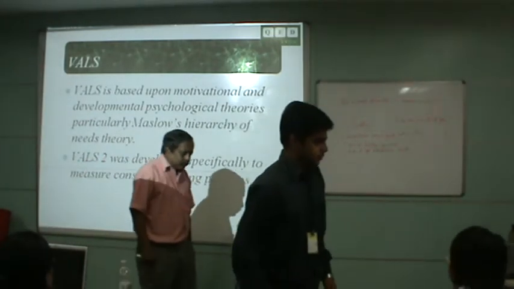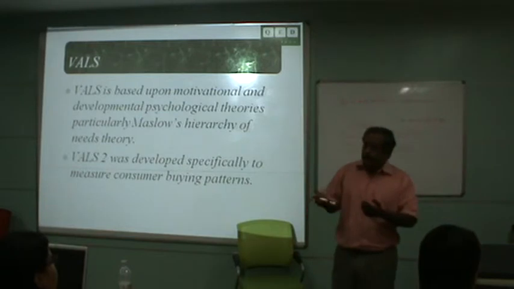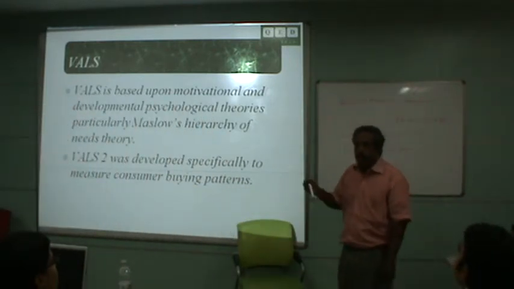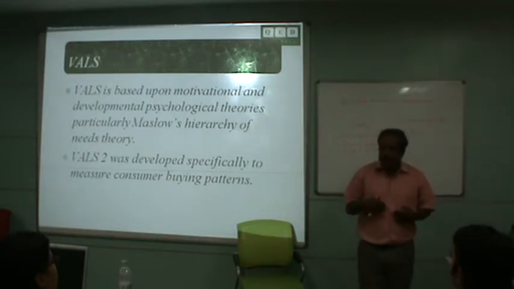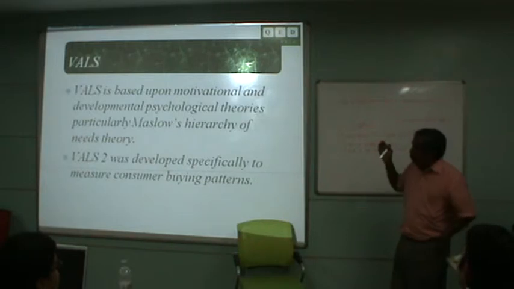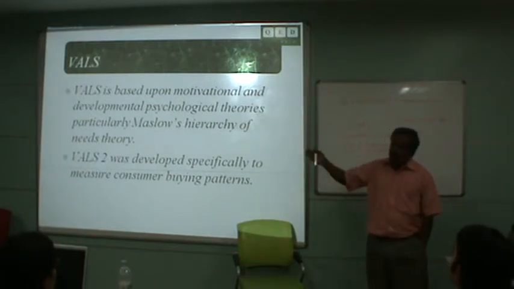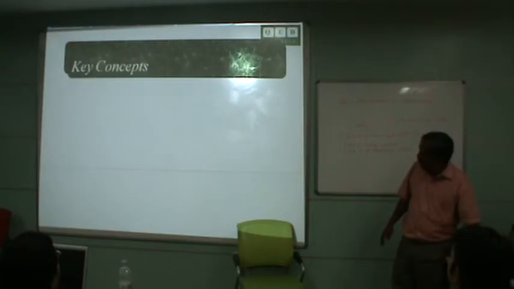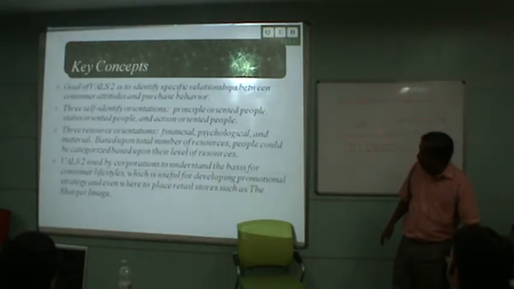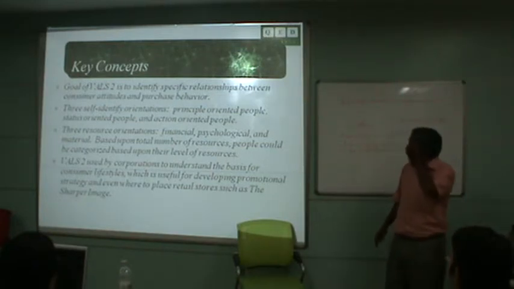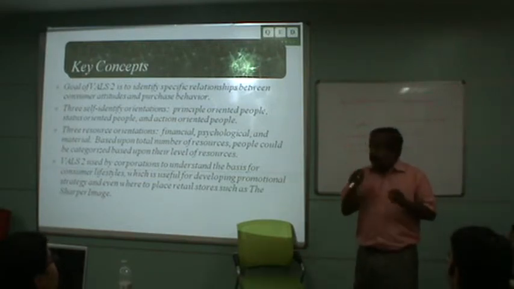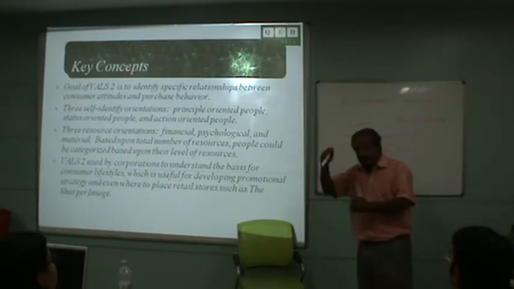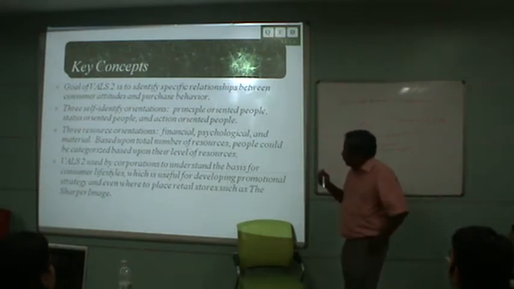So there was a lot of social turbulence, which led people to believe that it has an impact on the psychographics of the people, just as liberalization in India made a huge difference to the way people looked at things. So it was done at that time, and thereafter VALS 2 was developed specifically to look at purchase behavior. It tries to identify specific relationships: how consumer attitudes influence product purchase. Do people having a certain kind of attitude actually buy or not buy, or buy large quantities versus a small quantity?